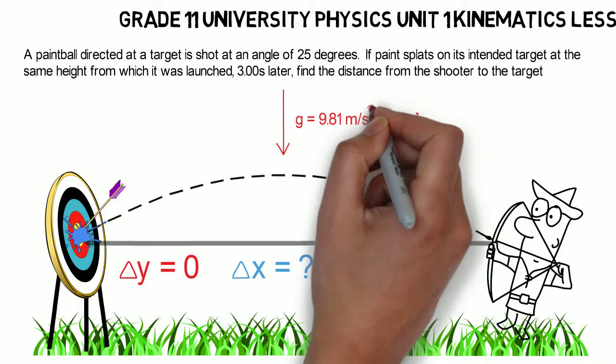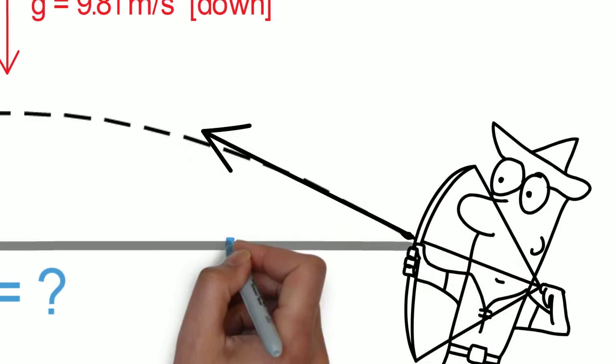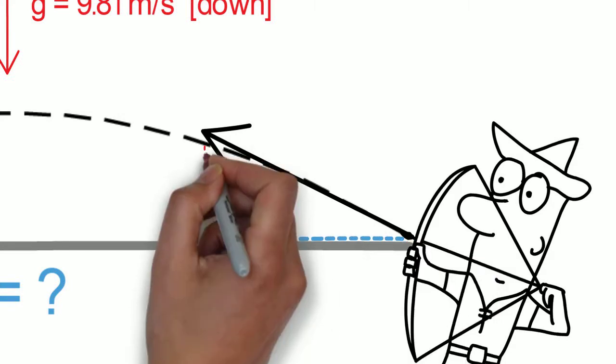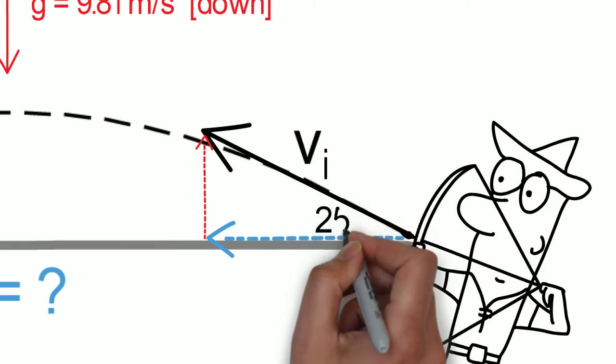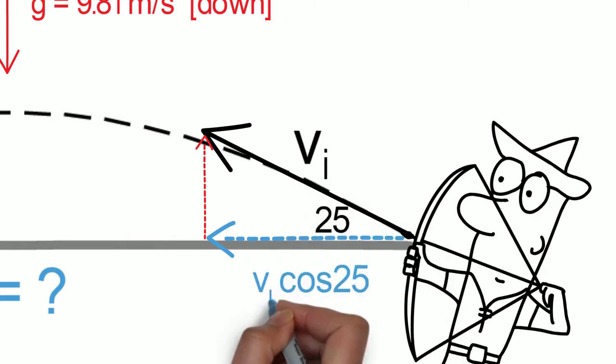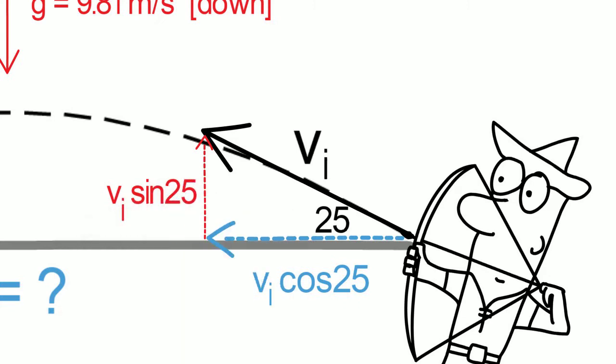Now we don't know our initial velocity, but we can write our initial velocity on this diagram and split it into components, and write our x component as our initial velocity times the cos of the angle and our y component as the initial velocity times the sine of the angle. Don't be afraid to write these equations even though you can't solve for them.